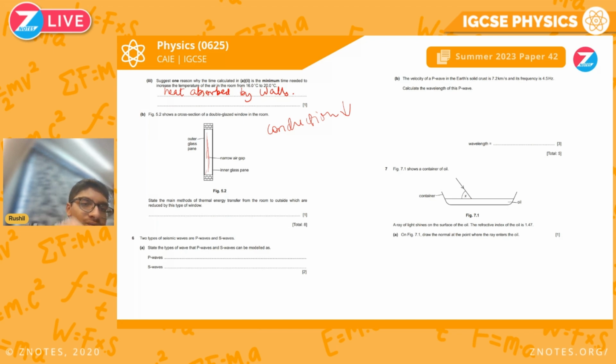Next, the second one, which is also reduced, is actually convection. You might be thinking that this is an air gap, so convection takes place in fluids, which is also air. So why will convection reduce? The thing is, the question is asking us about thermal energy transfer from the room to the outside. So let's say that this is the room and this is the outside.